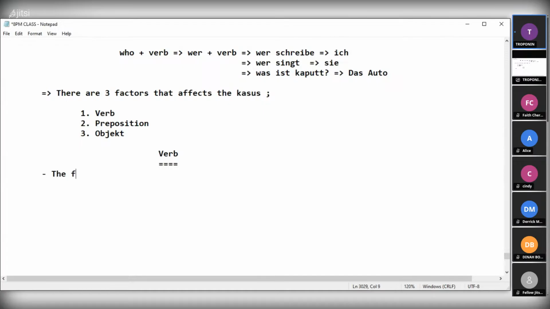The following 6 verbs are nominative verbs. So number 1, sein, to be. Number 2, bleiben, to stay or to remain.